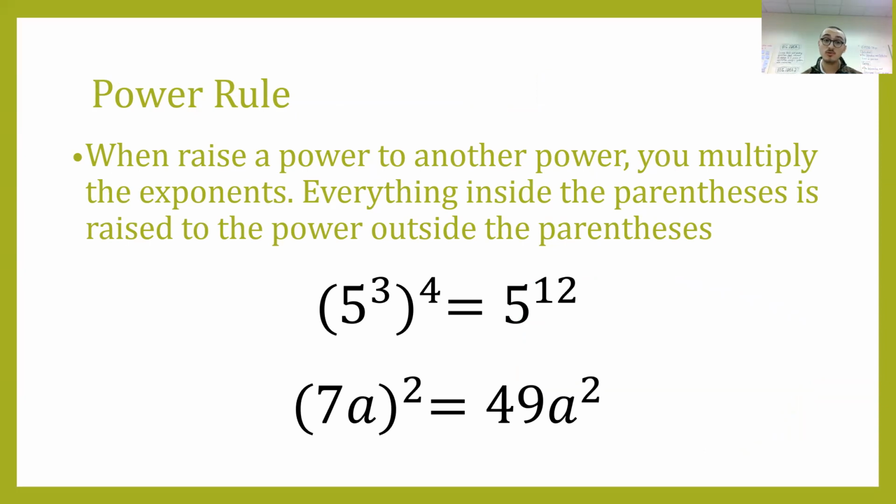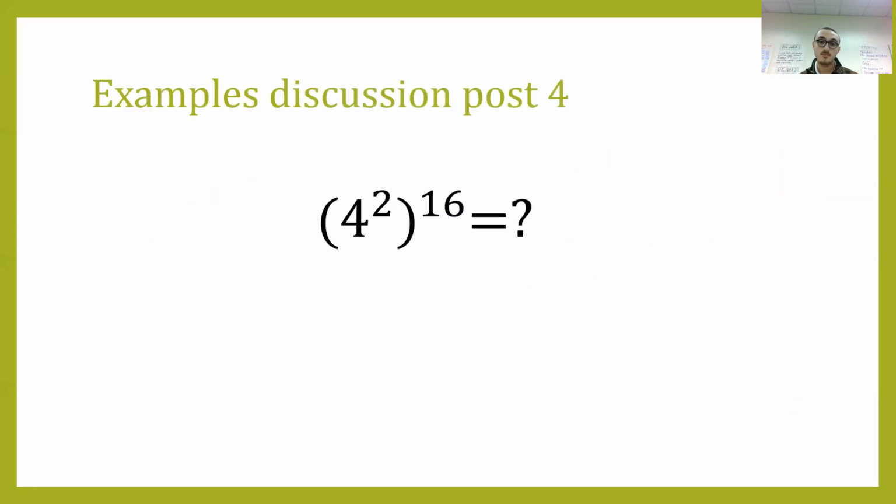Now we'll talk about the power rule. When we raise a power to another power, you're going to multiply the exponents. Everything inside of the parentheses is raised to the power outside of the parentheses. So what we are going to do, 5 to the 3rd, okay, to the 4th power, 3 times 4, we are going to get 5 to the 12th. Now, if we have 7a to the 2nd power, 7 squared will be 49, and a squared will be a to the 2nd power. So we are going to get 49a to the 2nd power.